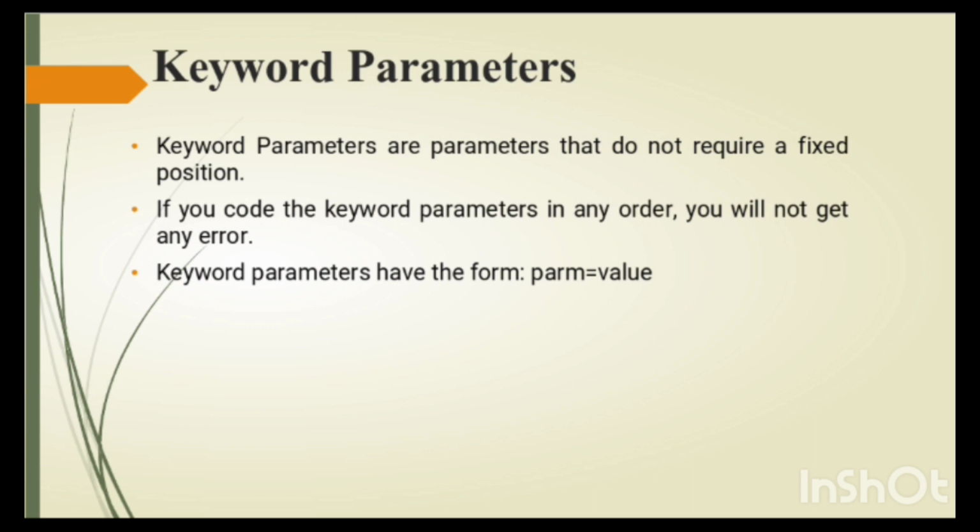The keyword parameter has the format: parameter name equals value, followed by a comma. Every keyword parameter has a name, then an equal sign, then the value and a comma. They can be coded in any order after the positional parameters, so the keyword parameter does not have a fixed position. So these are the keyword parameters.